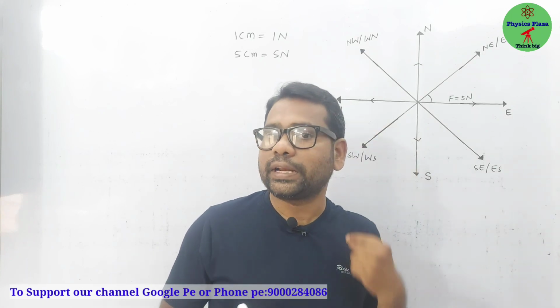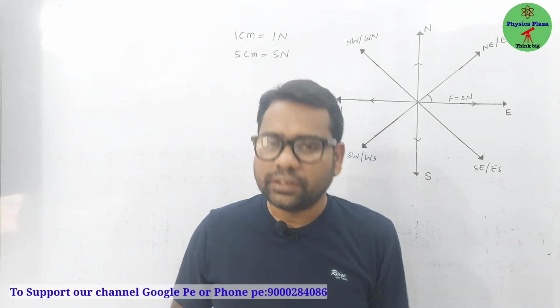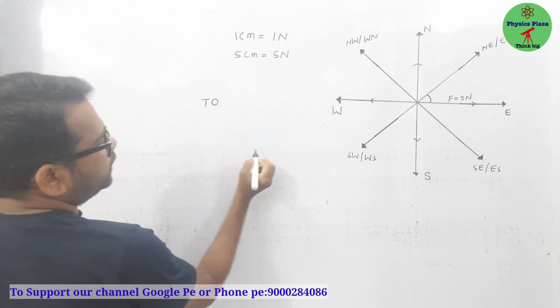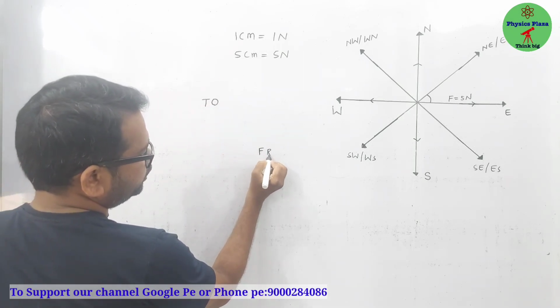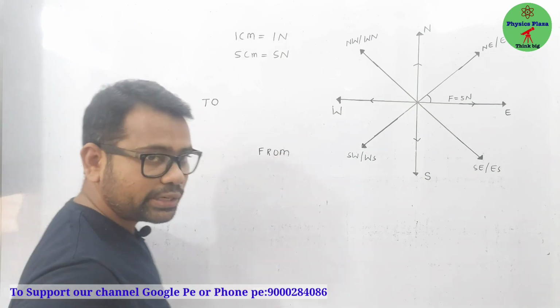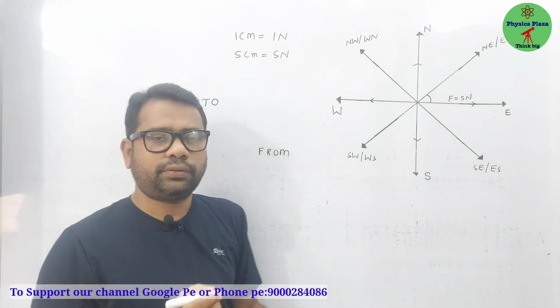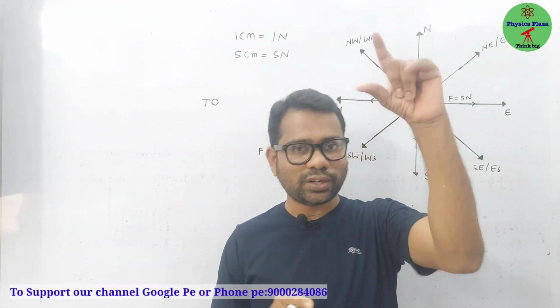Children, whenever we are writing a letter, two common things will be there. What is that? To address, from address, right? This is very important. You may get one doubt, sir, why are we talking about English in physics? Yes, I am coming to that point only. To address, from address. First, what will you write? To address.